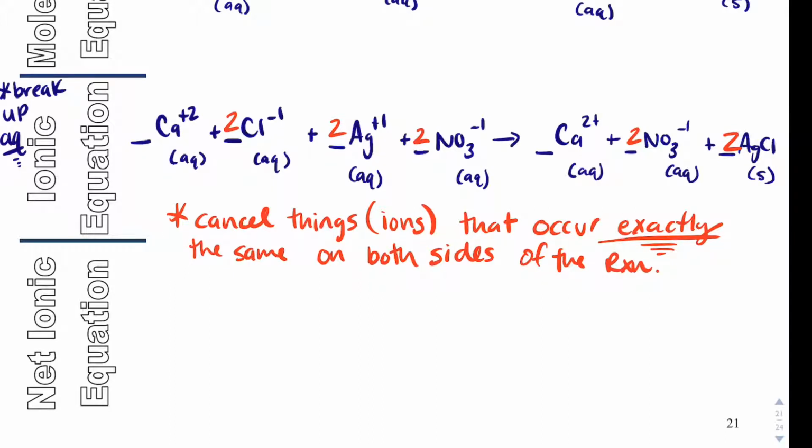Okay, so I'm going to use my highlighter here and say, I've got calcium here. Do I have calcium ion on the other side? Exactly the same? Yes, I do. Now, if this was Ca and not Ca2+, then I would not have exactly the same. And then I have two chlorides, and I do not see two chlorides. I see two chlorines, but that's not two chlorides, so that's not exactly the same. I see two silver ions on the left, but I do not see two silver ions on the right. And then I see two nitrates and two nitrates.